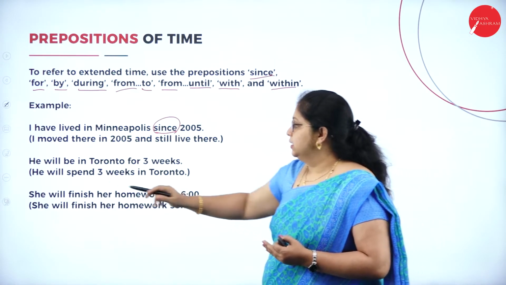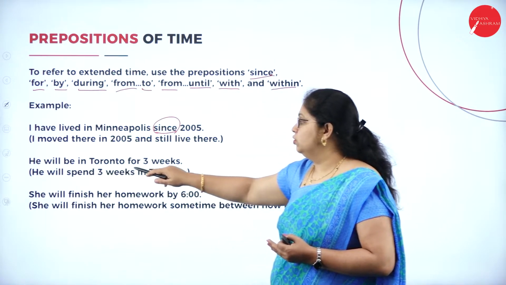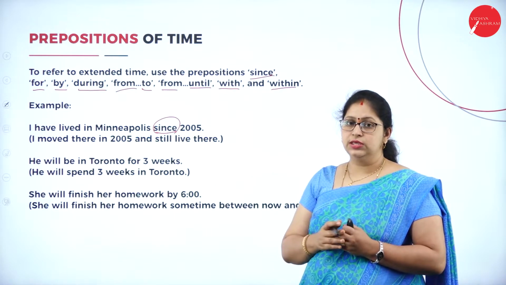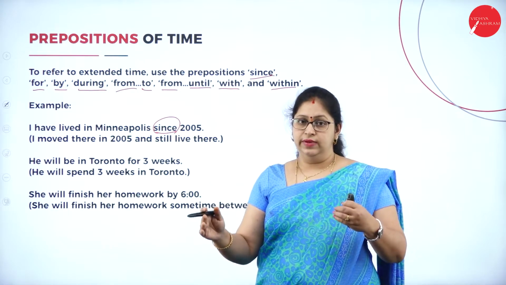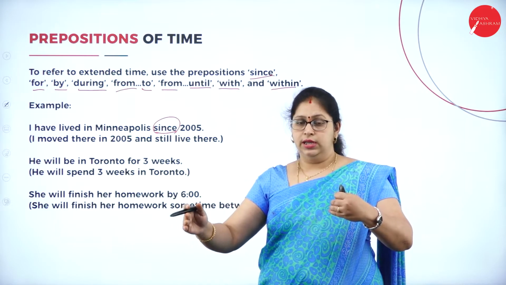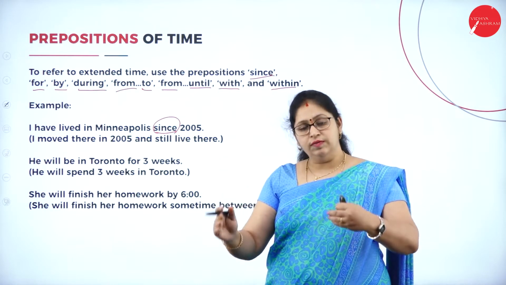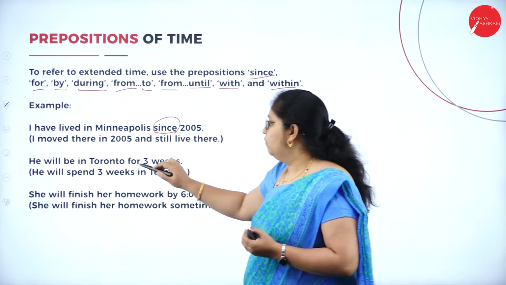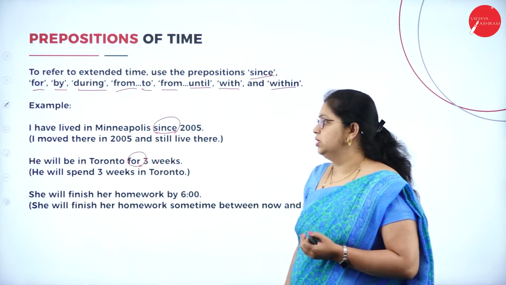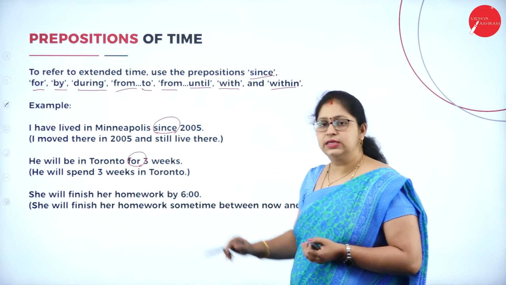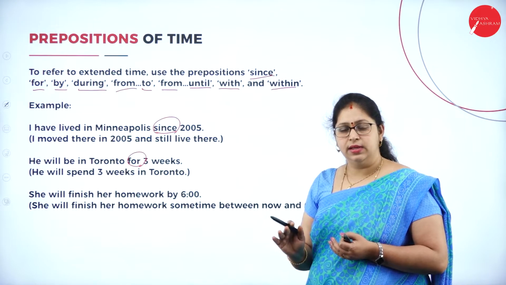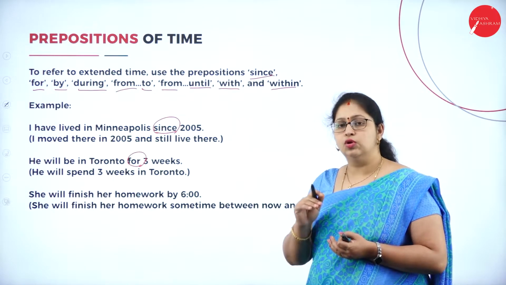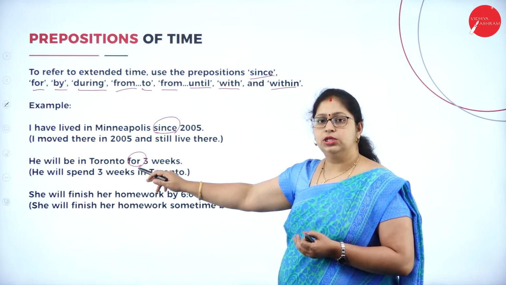Okay, next, he will be in Toronto for 3 weeks. So, this is a time of 3 weeks. So, from here to here, it is particular. So, we are using for. For is used as the preposition here. He will spend 3 weeks in Toronto. It is planned. After 3 weeks, he will return. So, we are using the preposition for.